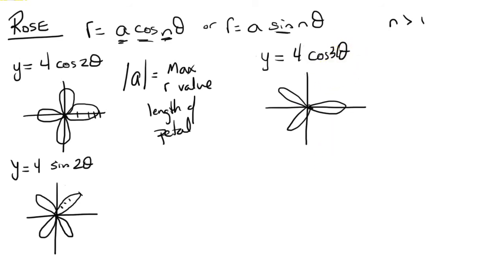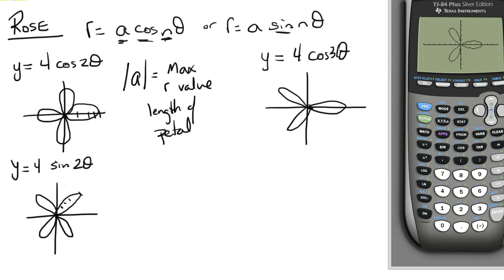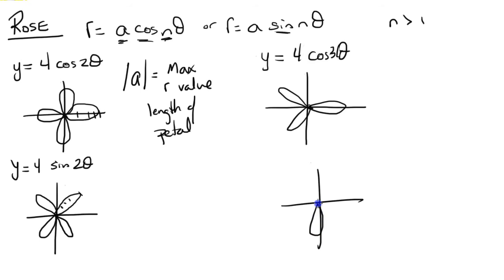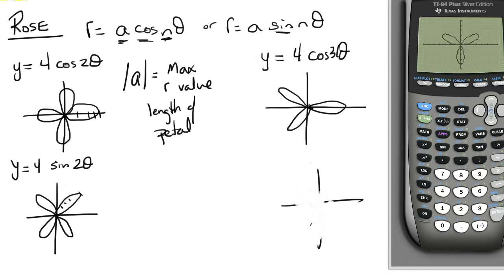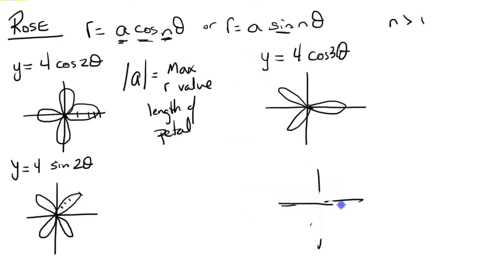And if we did, let's try the sine problem. Let's do sine now, 4 sine 3 theta. Let's see what that one does. I have no idea. Let's take a look. Okay, it looks like this. Oh, that's rough. Okay, let's take a look at that again. I guess a little better. All right, and that's 4 sine 3 theta.